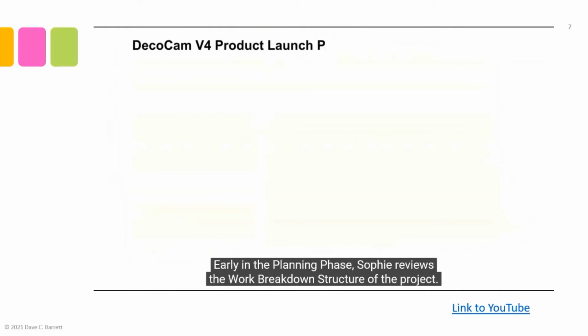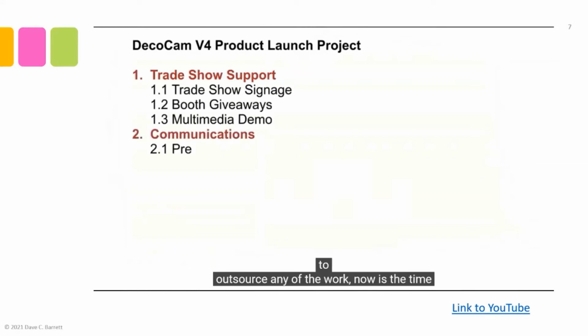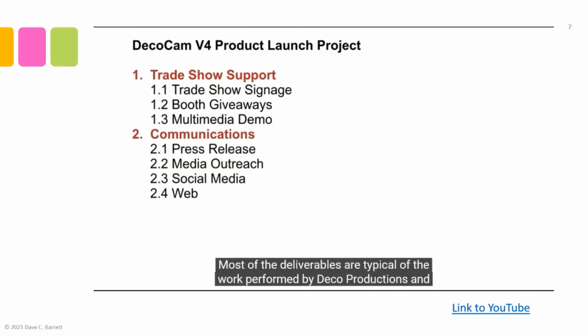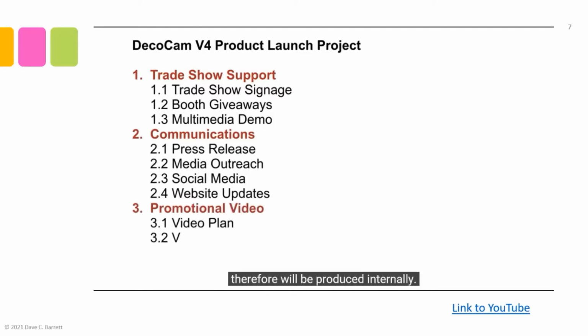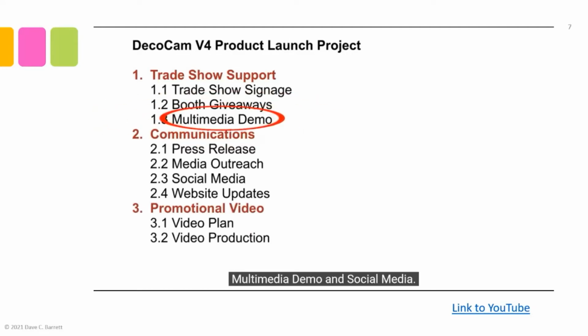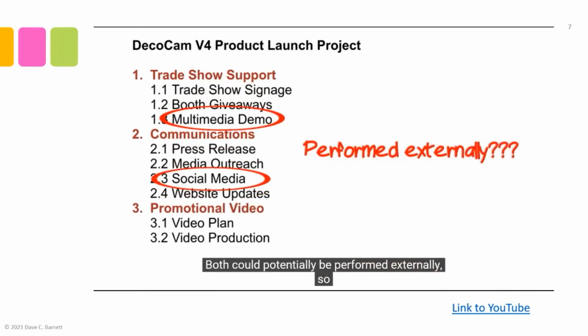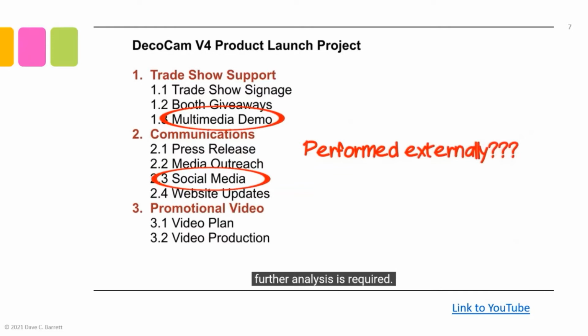Early in the planning phase, Sophie reviews the work breakdown structure of the project. As usual, time is limited and resources are scarce. So if there are any opportunities to outsource any of the work, now is the time to consider the options. Most of the deliverables are typical of the work performed by Deco Productions and therefore will be produced internally. However, two deliverables catch Sophie's eye: the multimedia demo and social media. Both could potentially be performed externally, so further analysis is required.